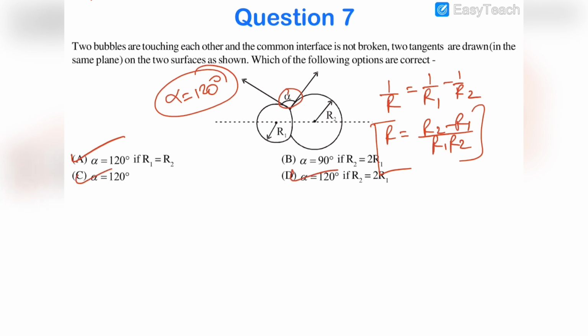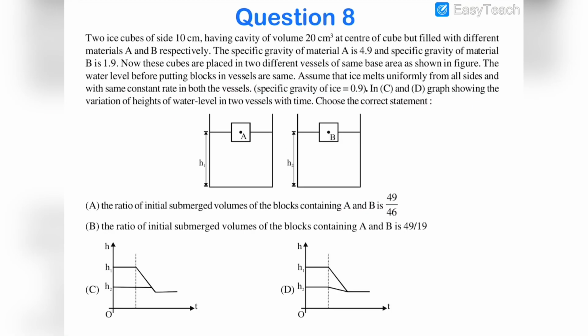Now we move on to the next question. In this question, you can see that there are two ice cubes of side 10 by 10, and they both have a cavity at the center whose volume is 20 cubic centimeters. These two ice cubes are floating in two vessels which initially have the same level of liquid. The liquid is water, obviously, and the specific gravity of the material of A is 4.9 and the specific gravity of the material of B is 1.9.